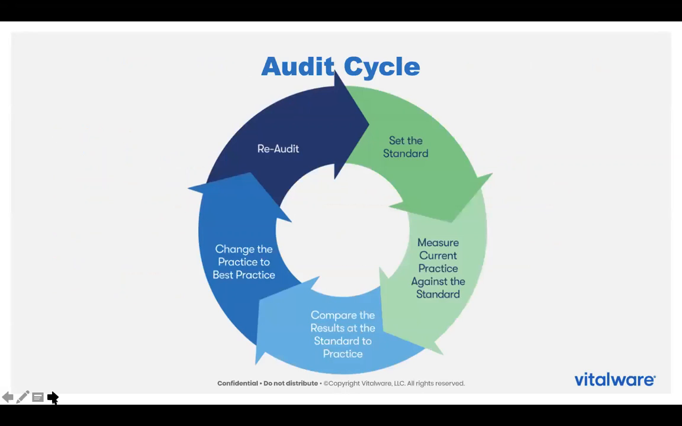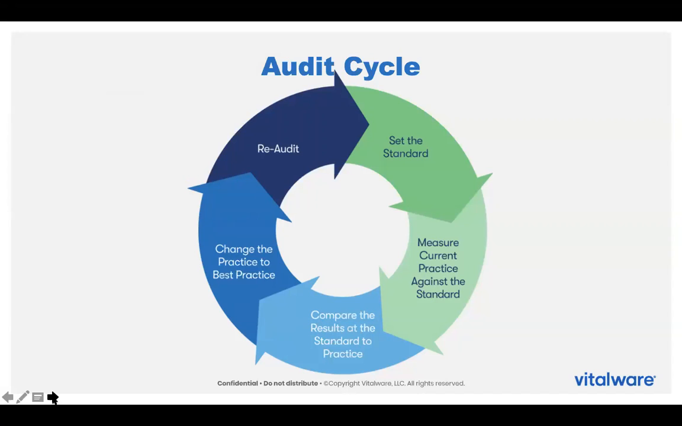So if I look at a general accounting audit cycle, this is a standard accounting audit cycle. When I became an auditor, this is it. They set the standard, whatever the benchmark might be. I measure the practice against that benchmark. I compare the results to the standard practice, and I change the practice and then re-audit it.